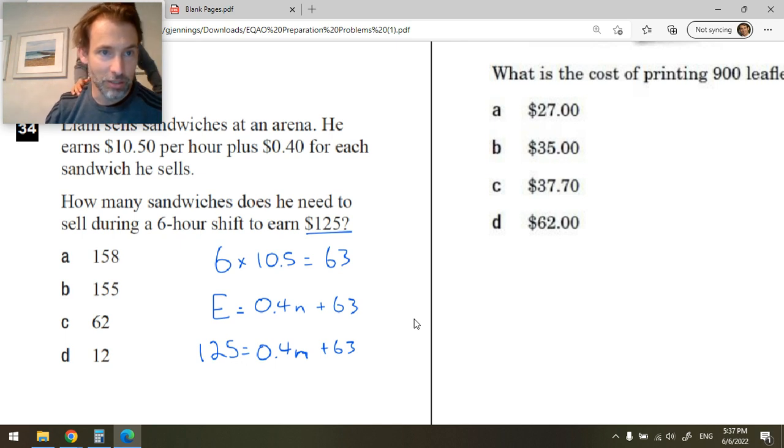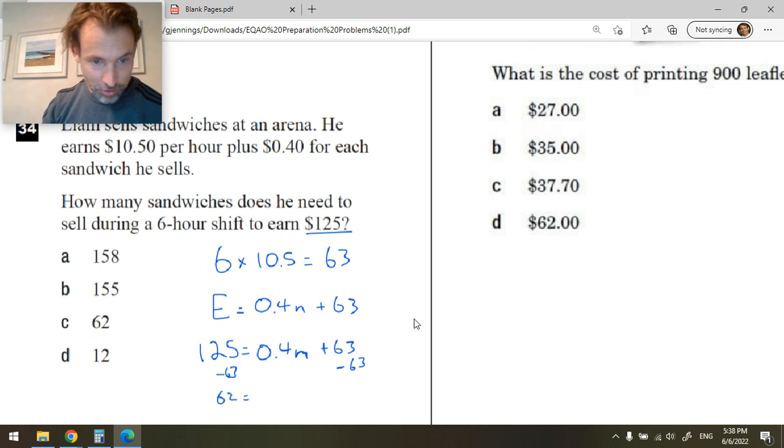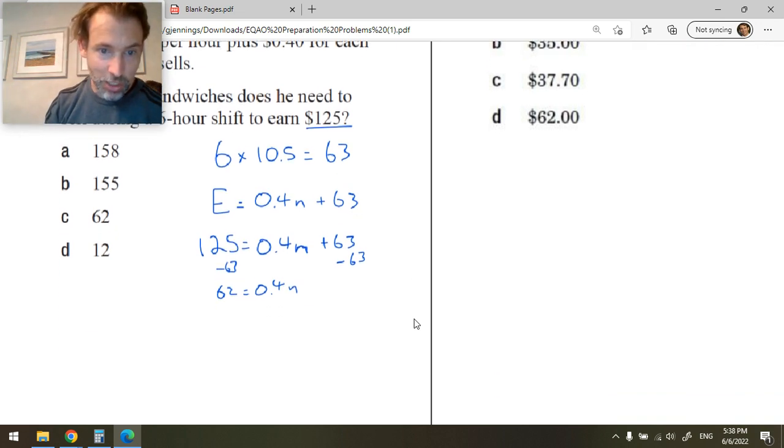So I am going to subtract 63 from each side. And that will give me $62 is equal to the amount of money he needs to make for selling sandwiches. And since he makes 40 cents per sandwich, now I just need to divide both sides by 40 cents.